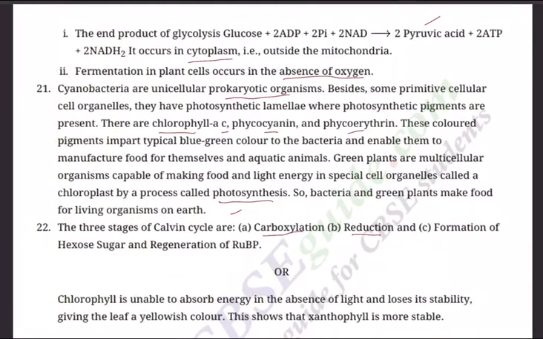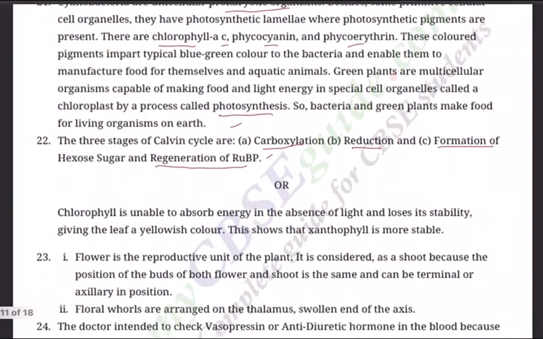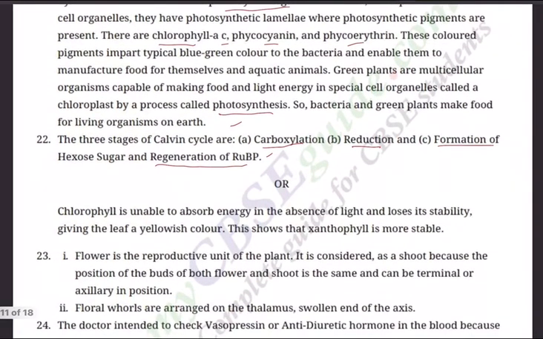Question 22. What are the main steps during the Calvin cycle? The three stages of the Calvin cycle: A. Carboxylation, B. Reduction, C. Formation of hexose sugar and regeneration of RuBP, ribulose bisphosphate. Since it is a 3 mark question, we are just mentioning it, because what are the main steps during the Calvin cycle? That's all he is asking. He is not asking to describe. There is a choice for this.